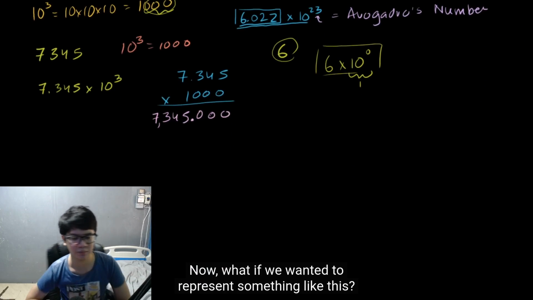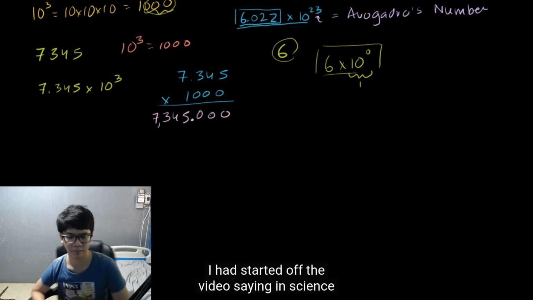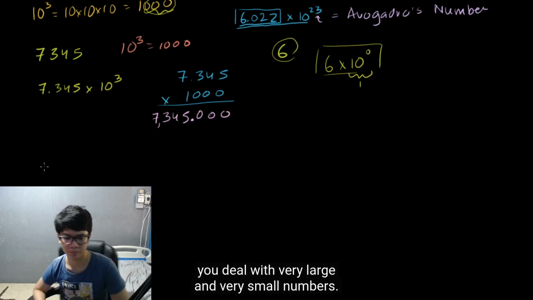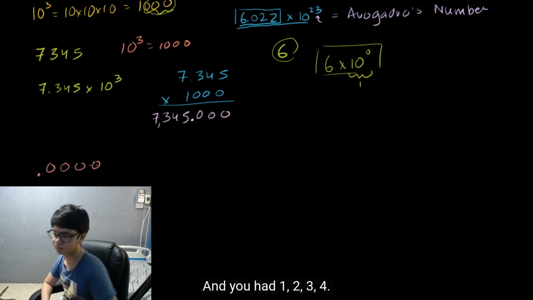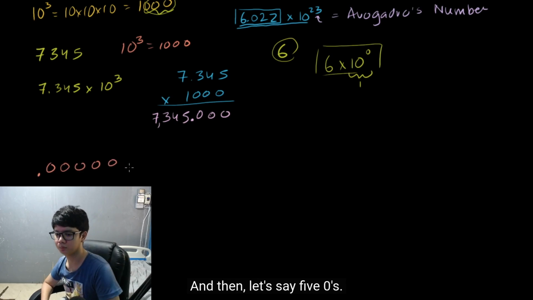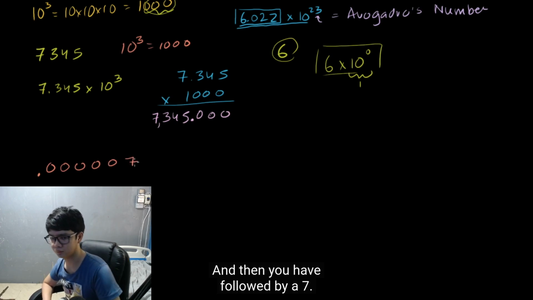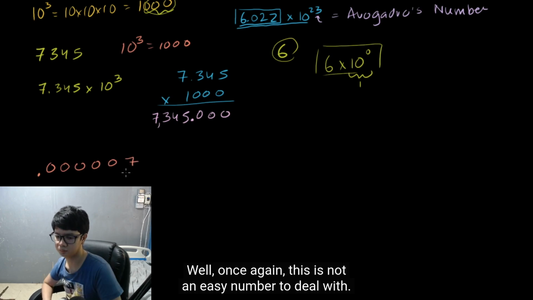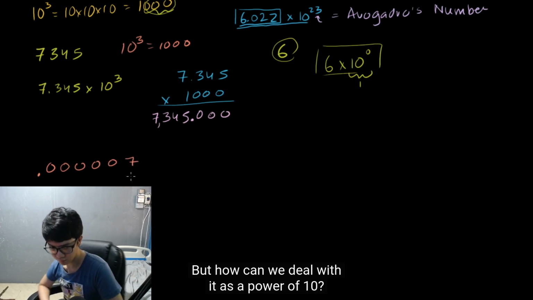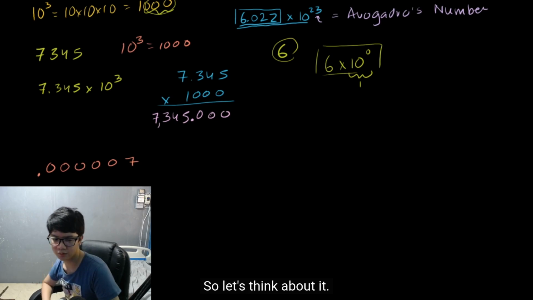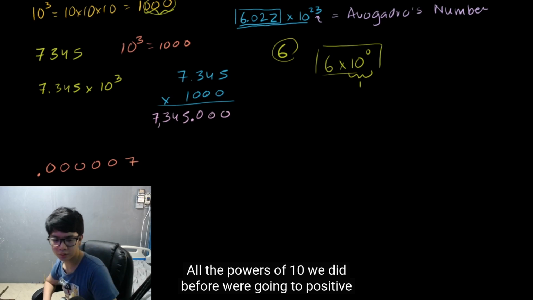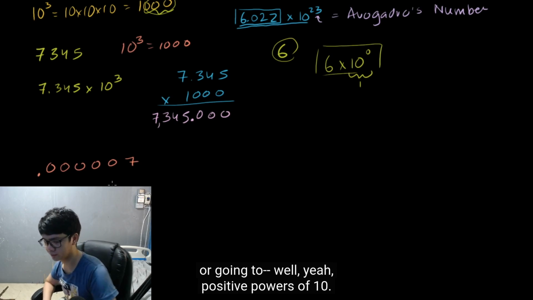Now, what if we wanted to represent something like this? I started off the video saying in science, you deal with very large and very small numbers. So let's say you had the number 1, and you have 1, 2, 3, 4, and then let's say 5 zeros, and then followed by a 7. Once again, this is not an easy number to deal with, but how can we deal with it as a power of 10? So what's the largest power of 10 that fits into this number? This number is divisible. Let's think about it. All the powers of 10 we did before were going to positive powers of 10.